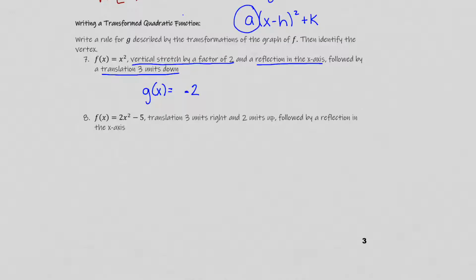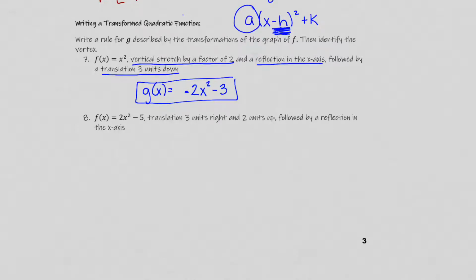So the question is, is x squared in parentheses or not? Well, what's grouped with x, that h there, is if we move left or right. And I'm not moving left or right, so I just have x squared. There's no need for parentheses because I don't have an h. H is 0. But I am going 3 units down, so k is actually a negative 3. So I have that g of x equals negative 2 times x squared minus 3.